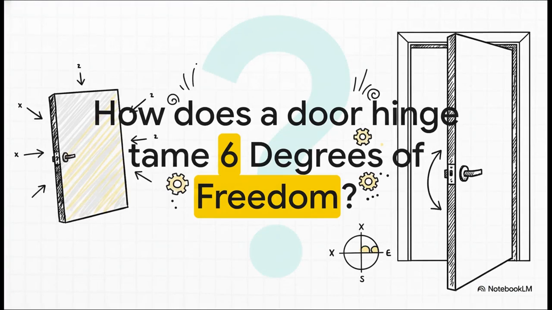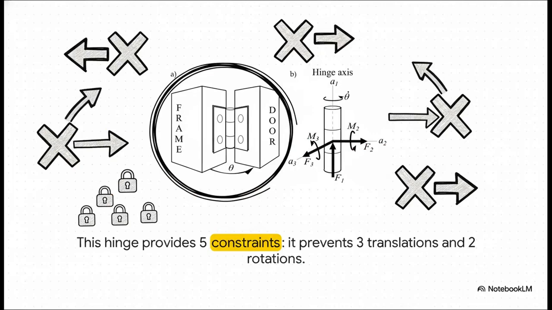A door. A door is a rigid body. If it were just floating in space, it would have those 6 degrees of freedom, but it's attached to a frame by a hinge. So how does that simple little hinge change things? That little hinge is a master of control.